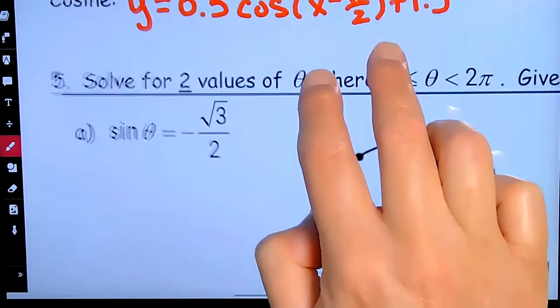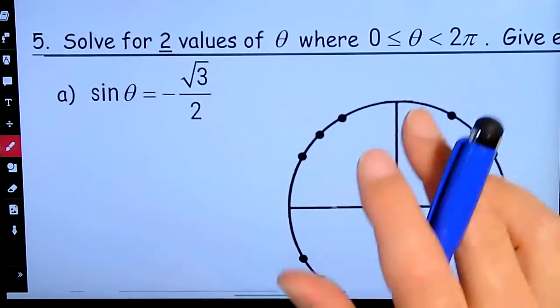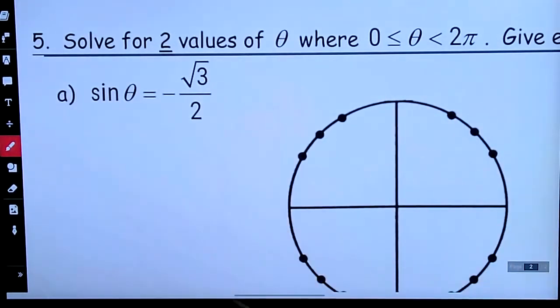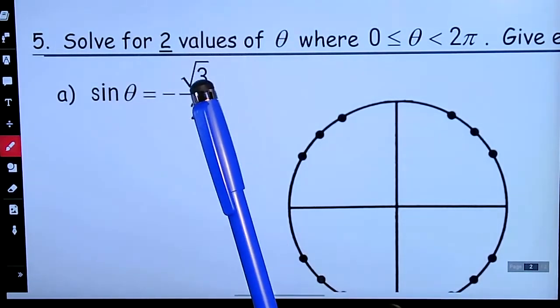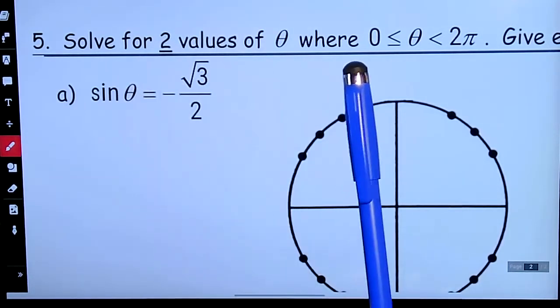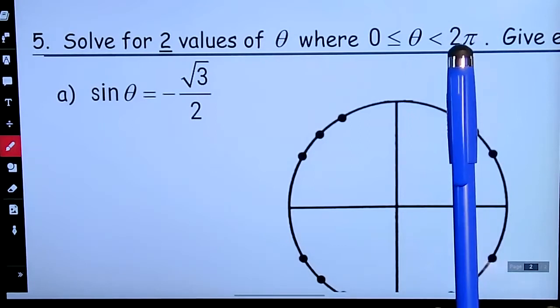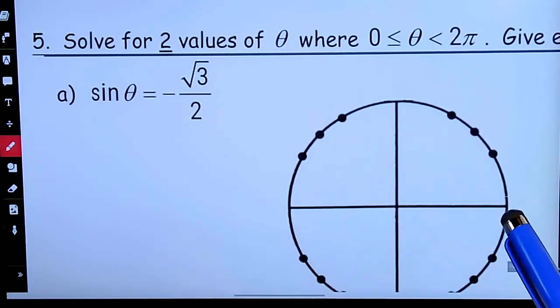On number 5, unlike the ones on the previous page where we had sine of a particular radian and wanted to know what it was equal to, now we know what it's equal to, and we want to get the radian. And we're doing it from 0 to 2 pi, but not including 2 pi. We're going all the way around, but we don't need to include 2 pi because we start with the 0. So they're saying don't include the 2 pi.